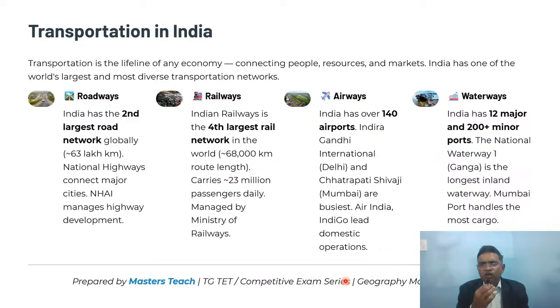Okay, waterways. India has 12 major and 200 plus minor ports. The Ganga is the longest inland waterway. Then Mumbai port handles most of the cargo. This is the small presentation from my side.